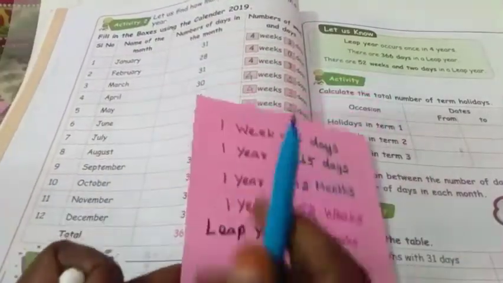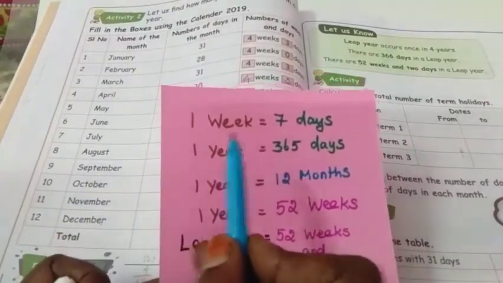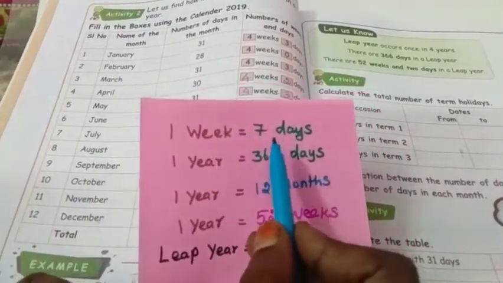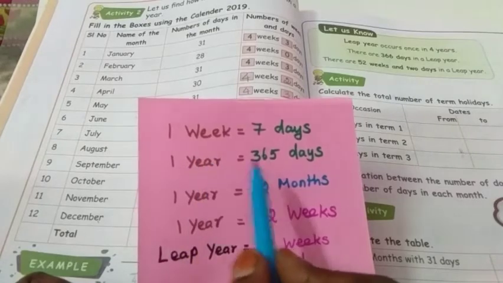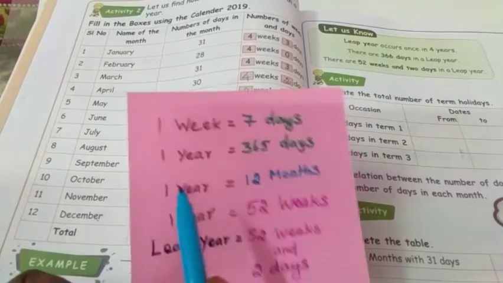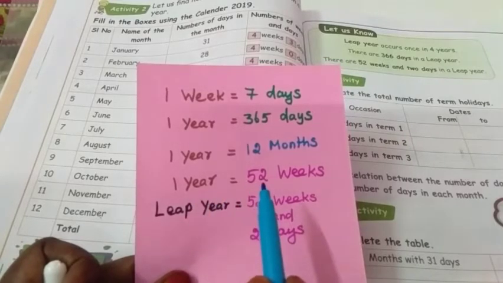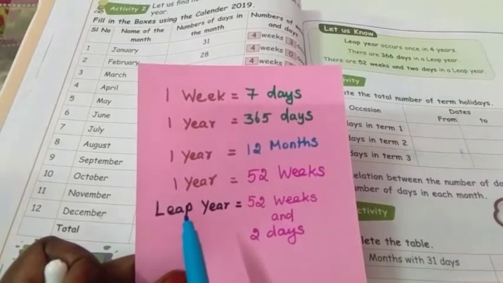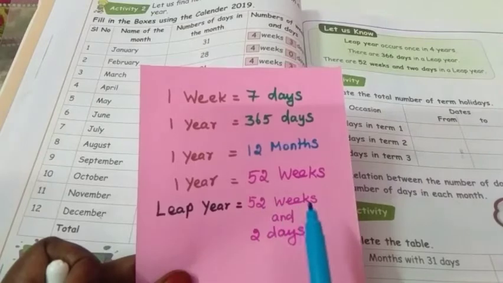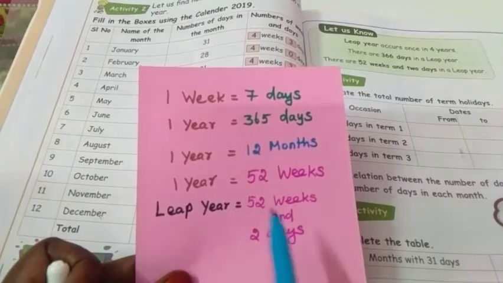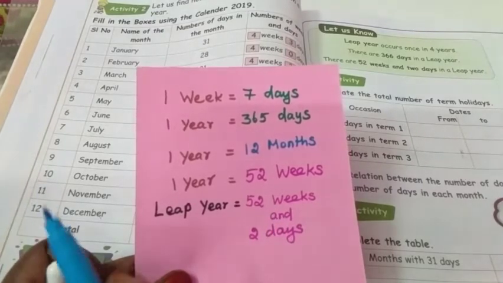So now you know that 1 week consists of 7 days and 1 year consists of 365 days. 1 year consists of 12 months and 1 year consists of 52 weeks. If it is a leap year, it is 52 weeks and 2 days. I will explain this leap year later.